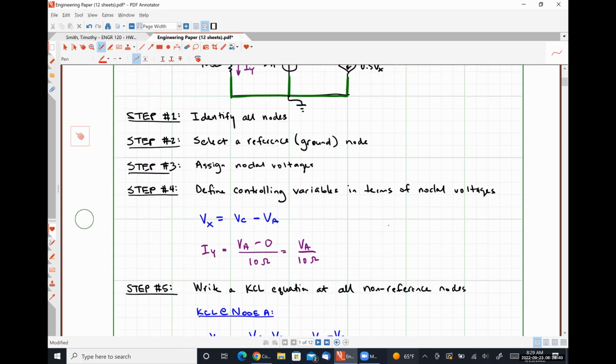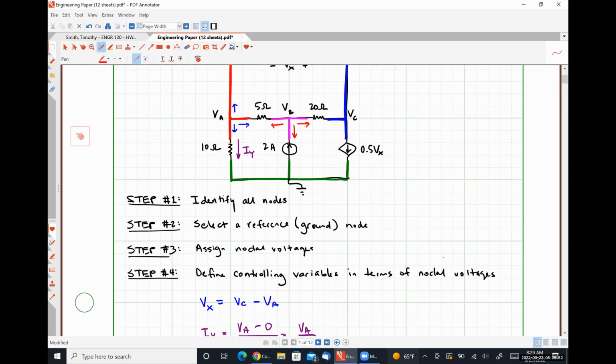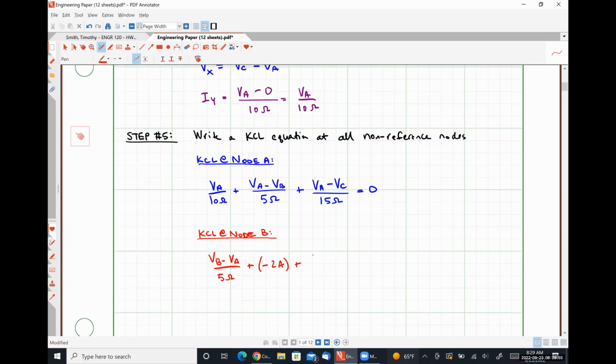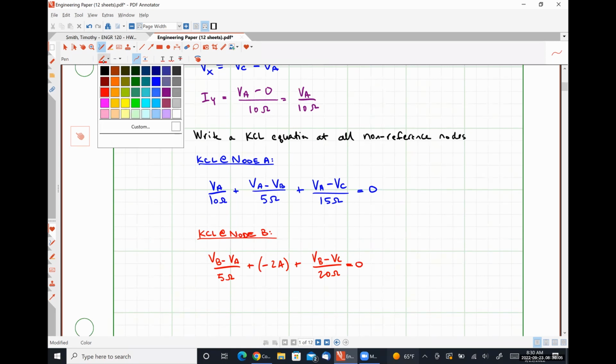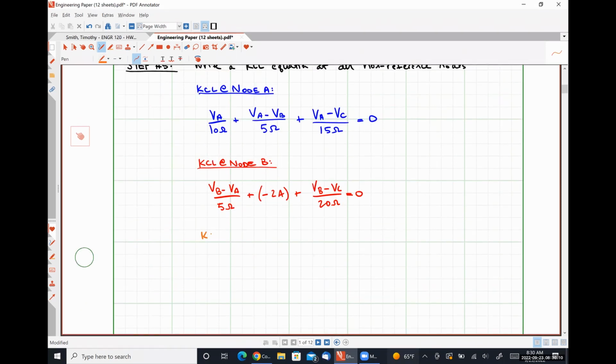All right, and now we need the current flowing to the right. Jake, what's that going to be? Exactly correct. VB minus VC over 20 ohms. Is equal to 0 because we were expecting 3 terms. Now let's do KCL at node C.